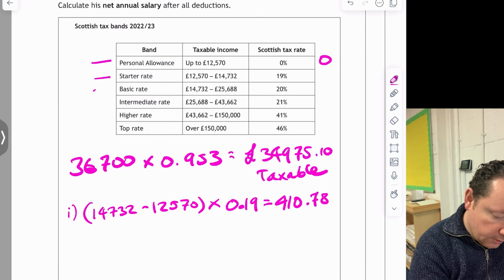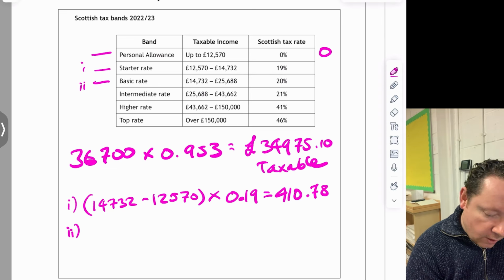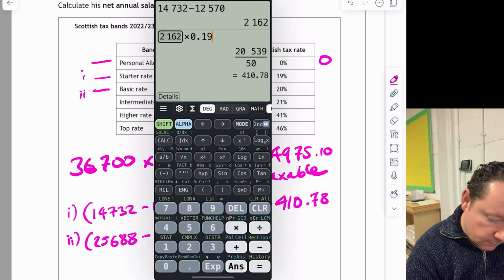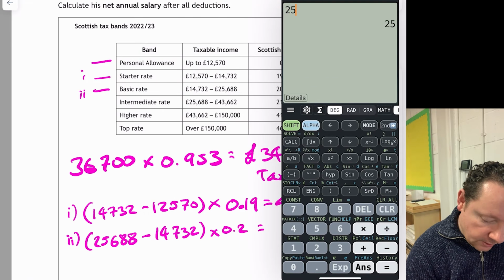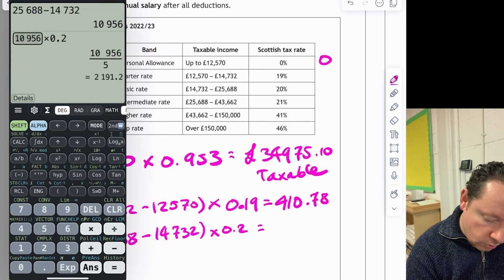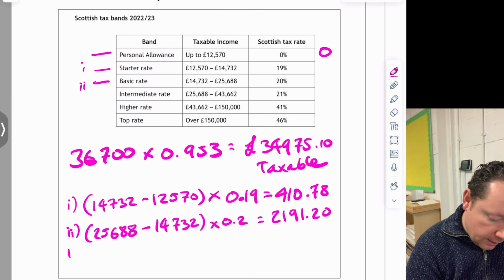So our next one is this one. Let's call that I. For II, again, the highest there is 25,688, which is still below his salary. So I'll just do 25,688 minus 14,732 times 20% this time, so 0.2. So calculate again, taking my time, 25,688 minus 14,732 times 0.2 is 2191.2. So 2191.20. Okay, that's II done.